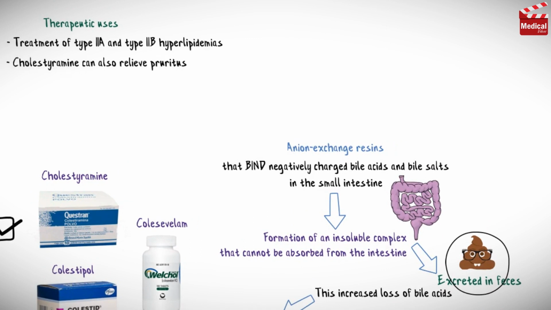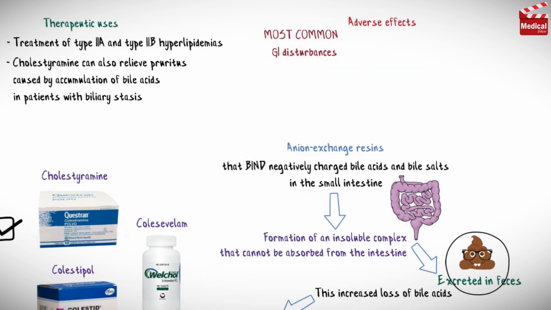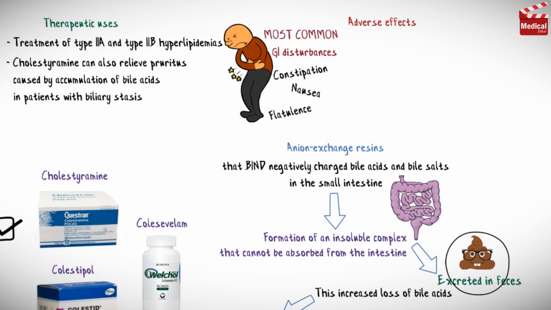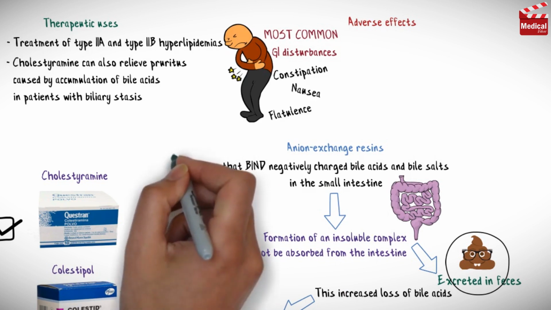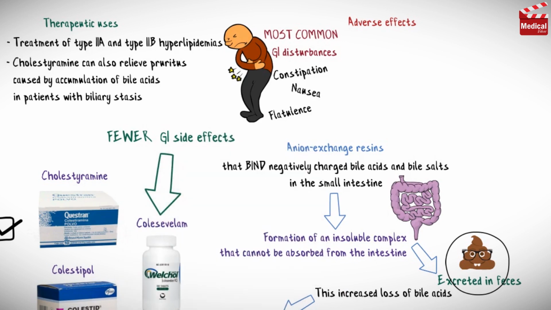Cholestyramine can also relieve pruritus, caused by accumulation of bile acids in patients with biliary stasis. The most common side effects are gastrointestinal disturbances, such as constipation, nausea and flatulence. Colesevelam has fewer gastrointestinal side effects than other agents.